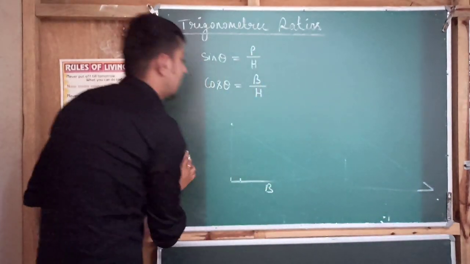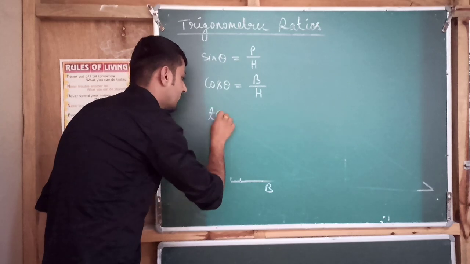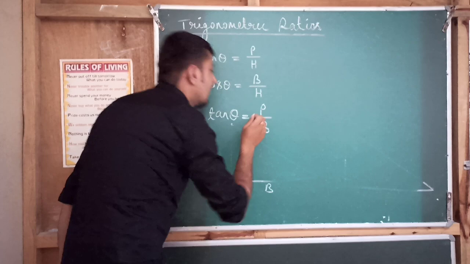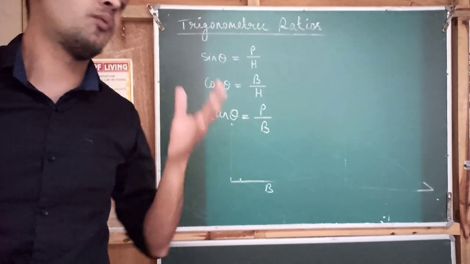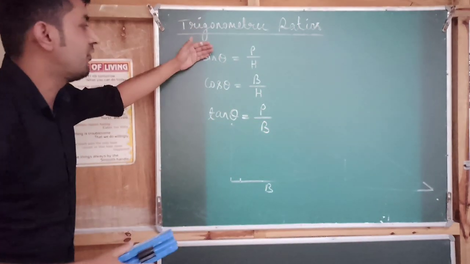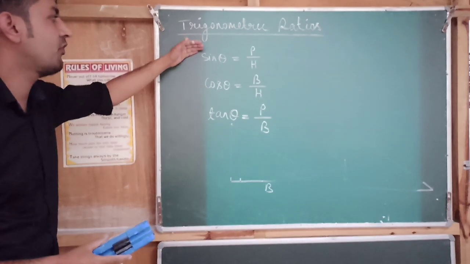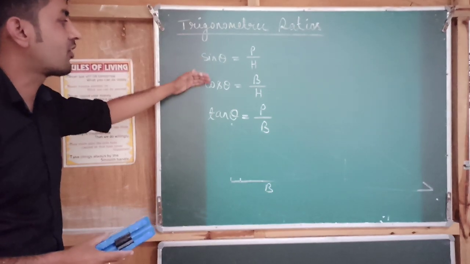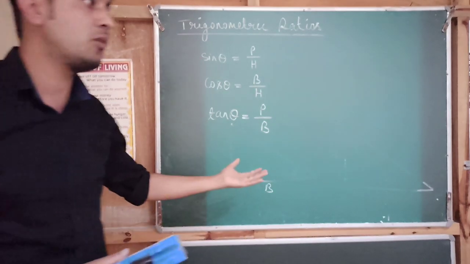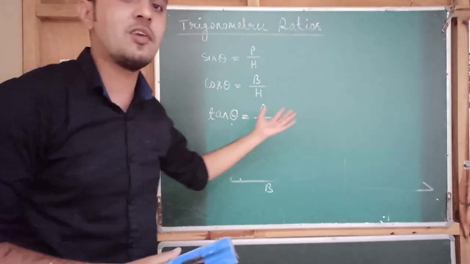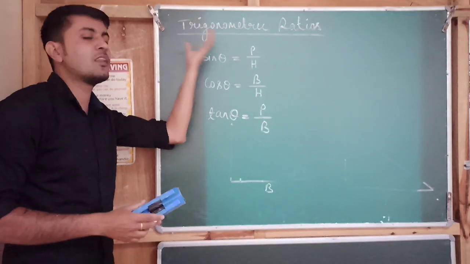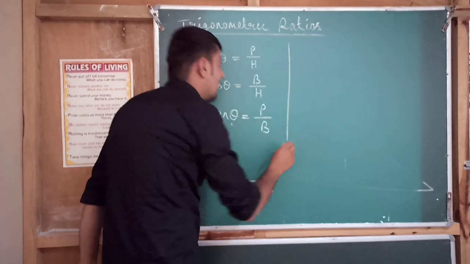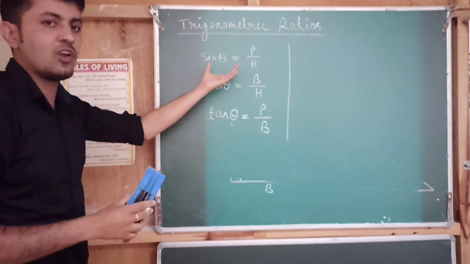Next you have tan theta. Tan theta is perpendicular by base. Now there are 6. So what you should do is try to remember the first 3 trigonometric ratios. Once you remember the first 3, it will be easy for you to remember the next 3. Now, how to remember these 3 trigonometric ratios? I will give you one rhyme to remember them.